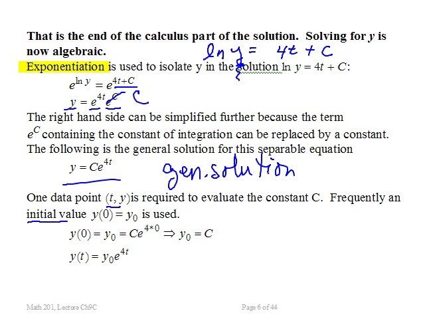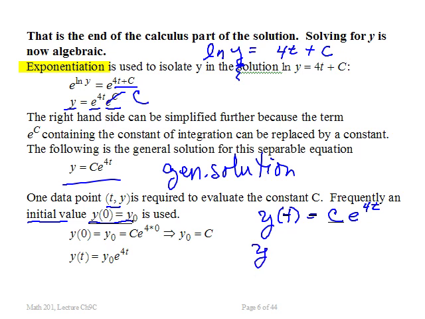Remember, I talked about initial value problems. If I know y when t equals 0, I'm going to call that y0. I'll substitute that into the equation. So here I have y equals c e to the 4t. I want to write it like this: y, which is a function of time, equals some constant c e to the 4t.